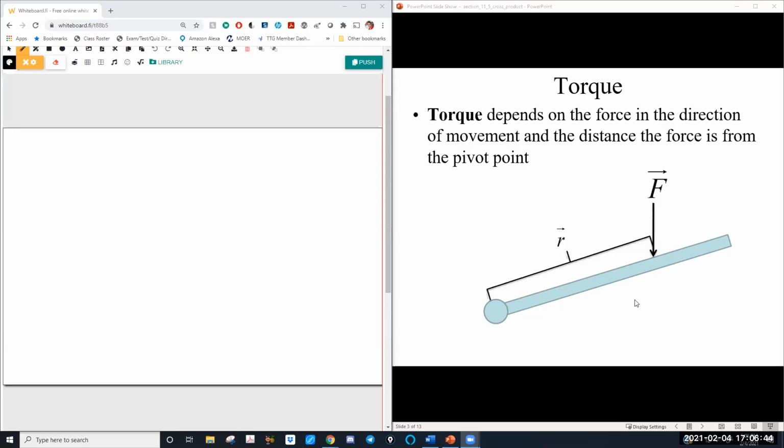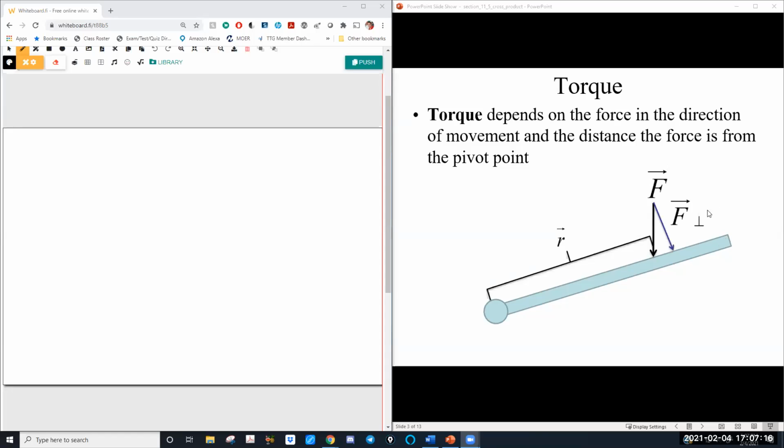Now, a couple things we know about torque from having done that. We want to push as perpendicular as possible to the lever to get the most torque. And the further we are from the pivot point, the more torque we'll get. If we try pushing in here towards the pivot point, it's really hard, but that's why a lot of times you see those really long wrenches, because we can get a lot more torque.